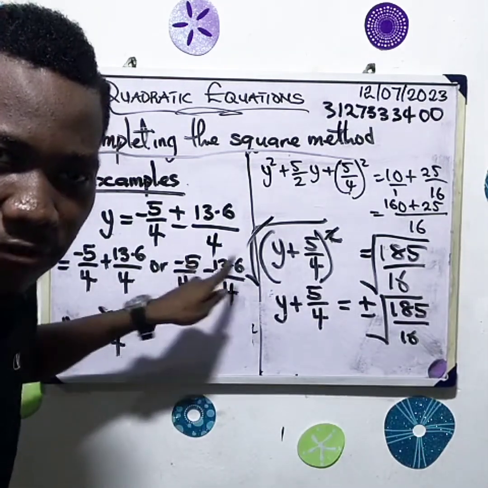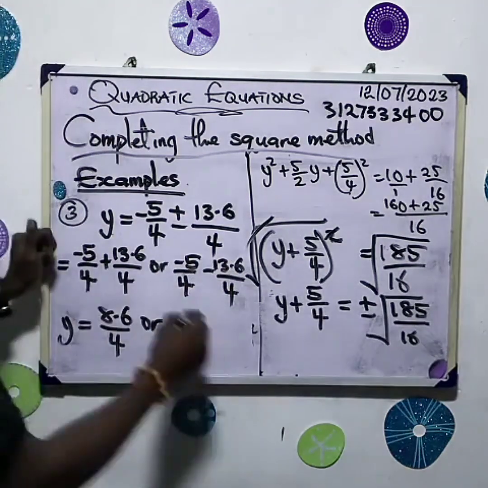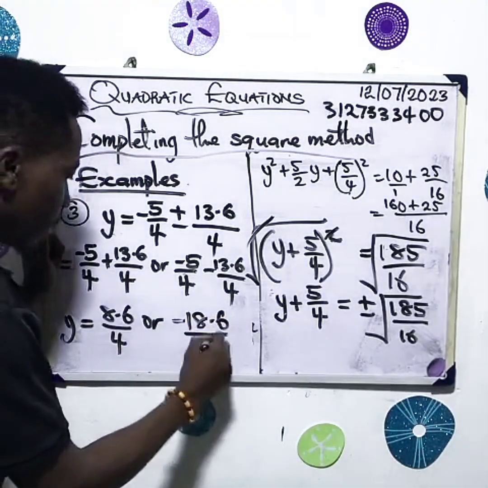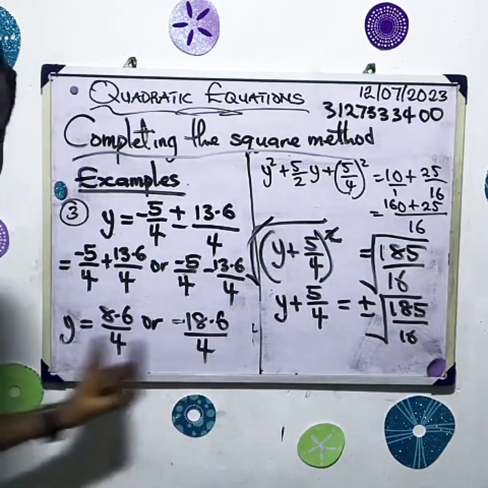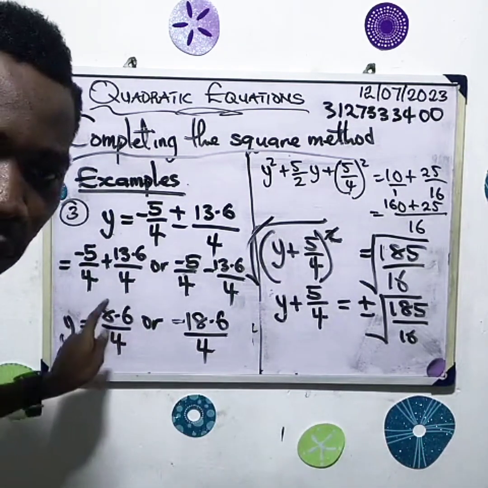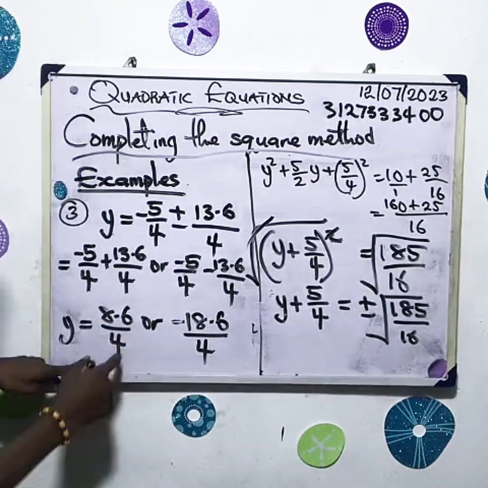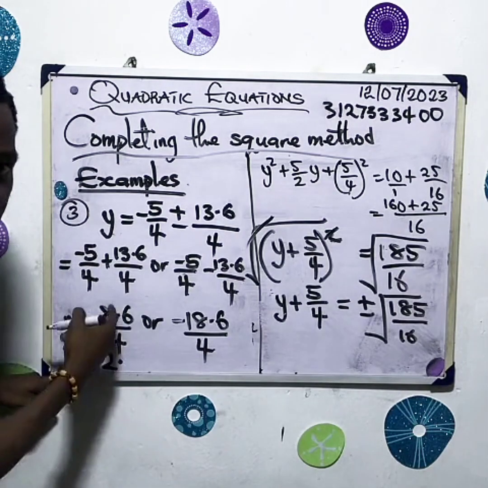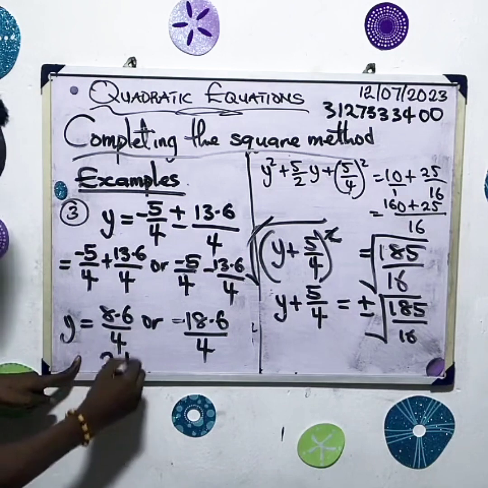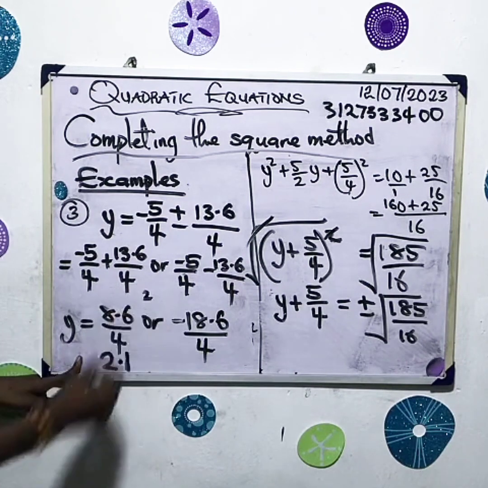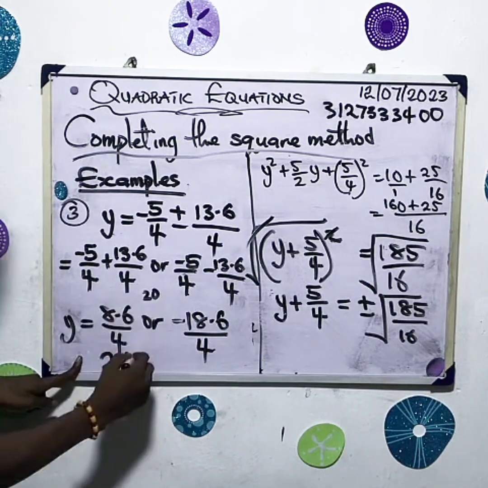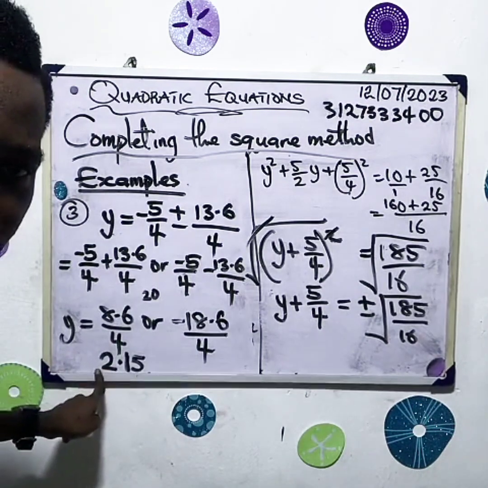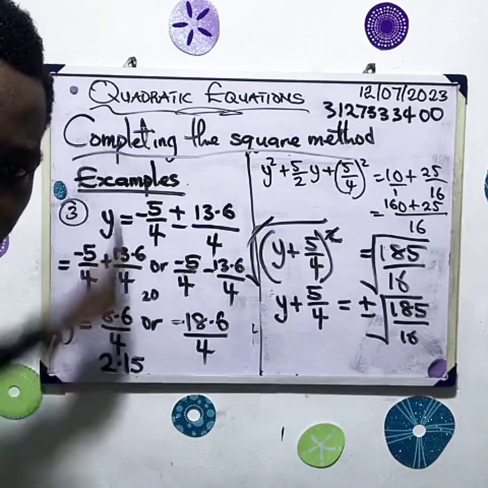What is minus 5 minus 13.6? Minus 18.6. So it is minus 18.6 over 4. All right, so these are the two values for y. Now let's completely solve this. What is 8.6 divided by 4? 4 in 8 is 2, then your decimal point. 4 in 6 is 1, remainder 2. Add 0, 4 in 20 is 5. So one of the roots of y is 2.15.